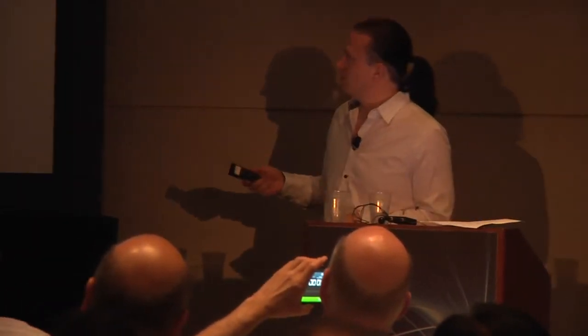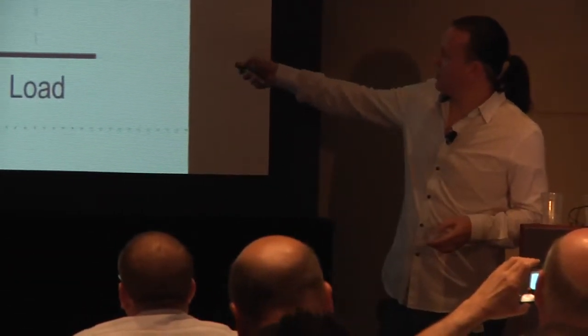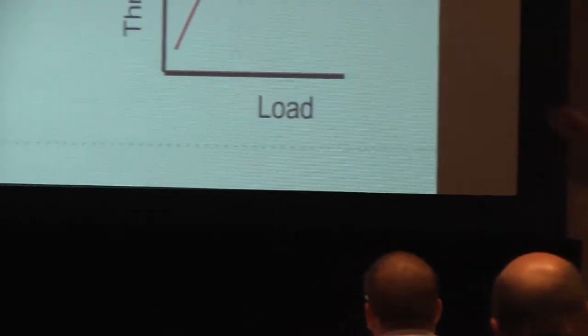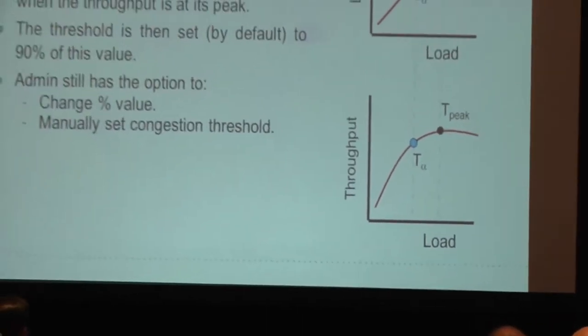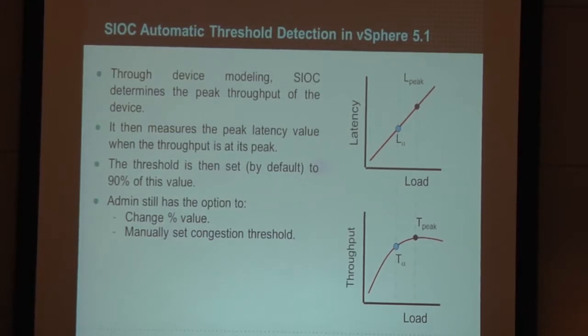So this means that Storage I/O Control will determine the peak throughput. So here, it will determine the peak throughput, and then at that, it will throttle it back to 90% load, and then it will take the latency at 90% load and use that as your judge of when you're congested.